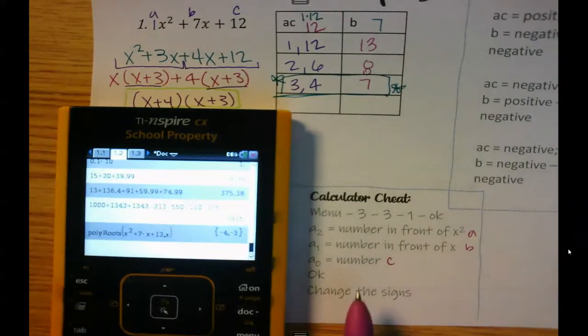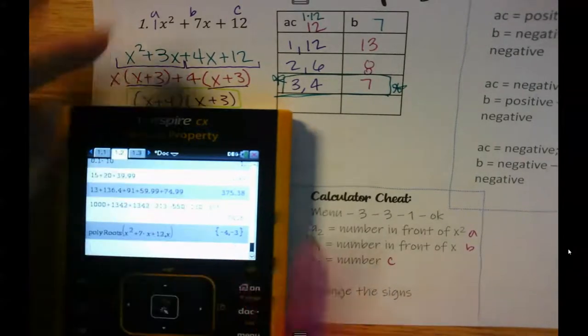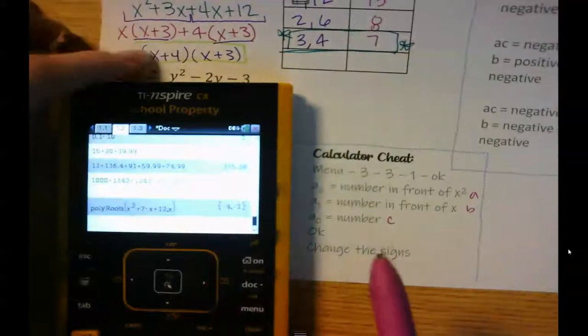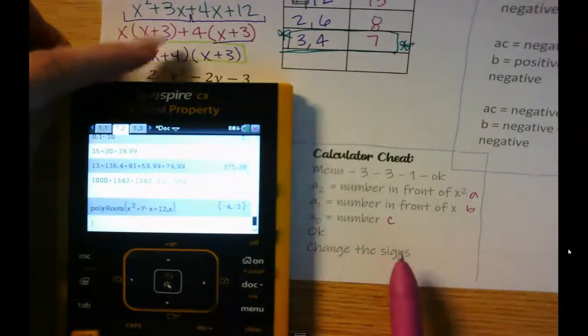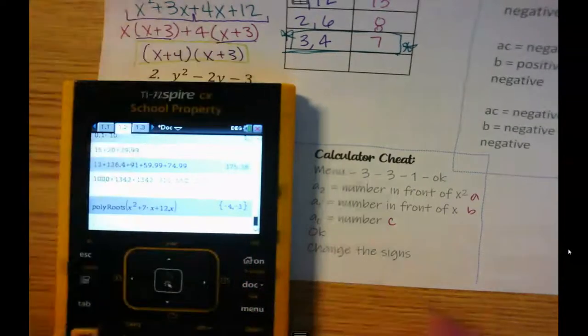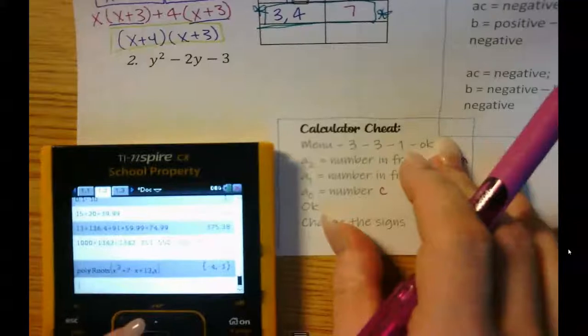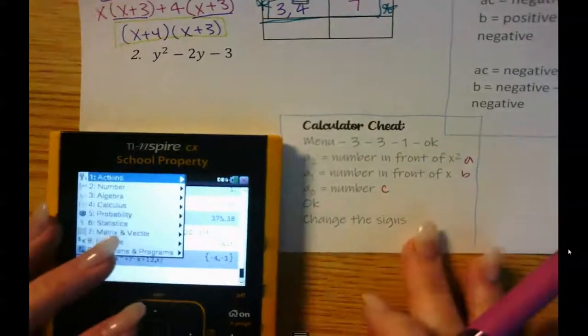So this last step said change the sign. So anytime in your calculator it says negative, you put it as a positive. Isn't that what our answer was? It was +4. Anytime you see that we got a -3, so we changed it to +3. So let me show you one more example using this code, cheat code, on your calculator.